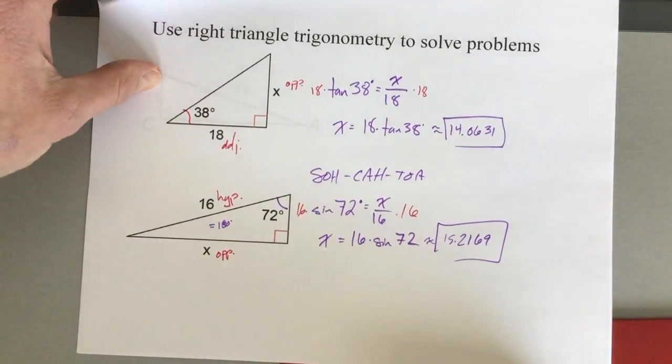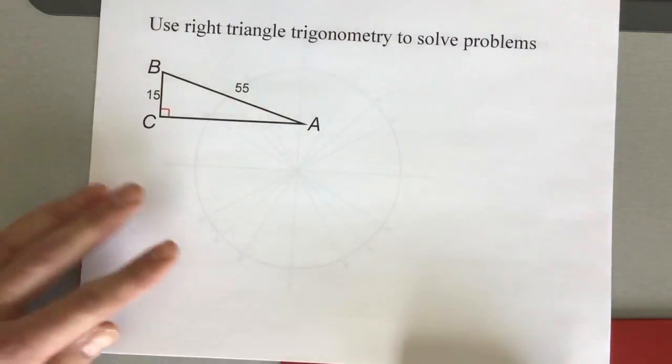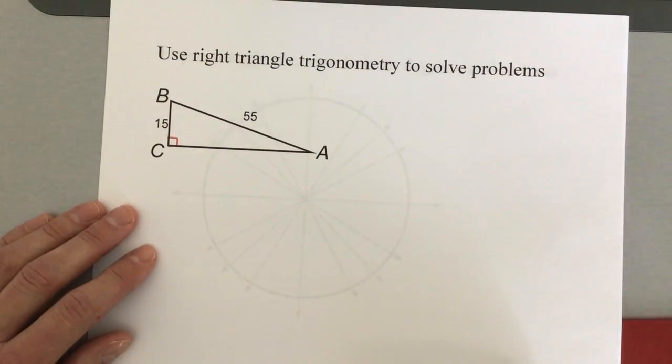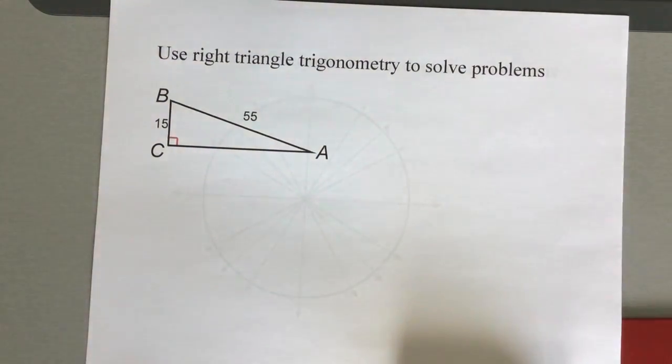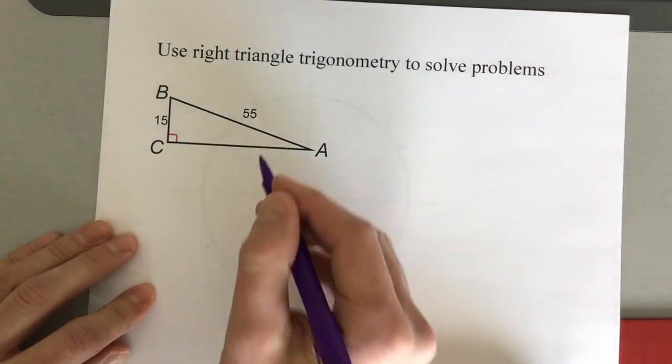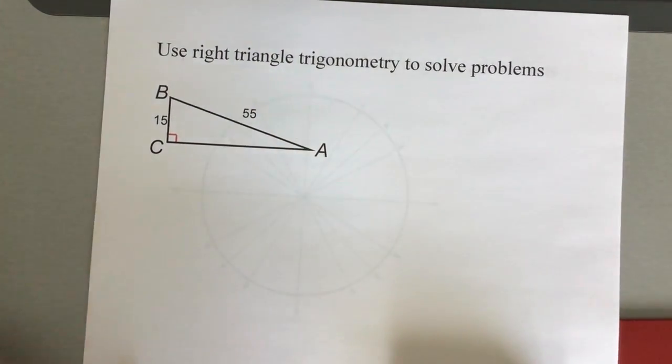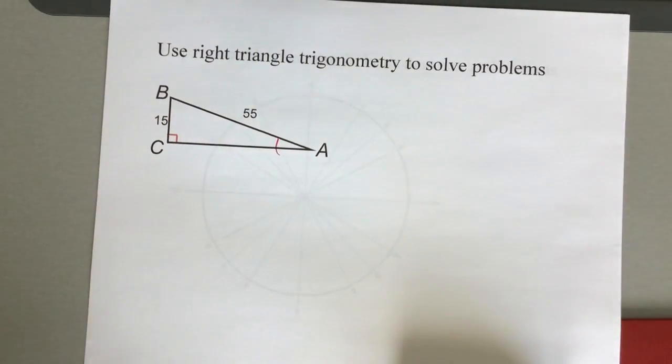The other situation where you might need to solve for some missing parts is if we are given two sides but need to find a missing angle. Let's say, for instance, I needed to find the measure of angle A right here.